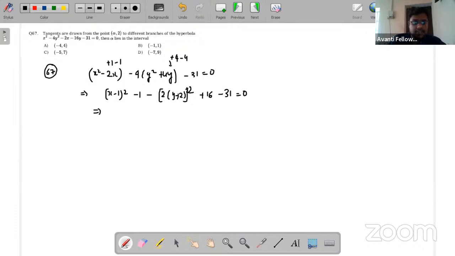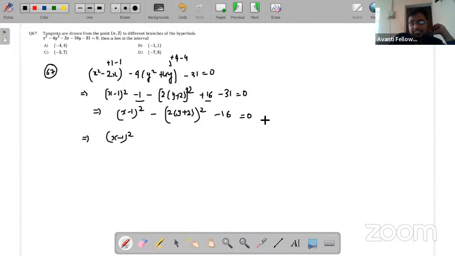So finally we are getting (x minus 1) whole square minus 2 into (y plus 2) whole square, and here we are getting minus 1 plus 16 is plus 15. Okay, we can solve this one. This is minus 15 and minus 1, minus 16, is equal to 0. So finally we are getting (x minus 1) whole square. Minus 16 I can transpose to the right hand side and divide the whole equation by 16.